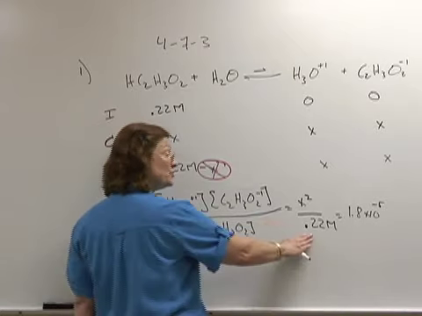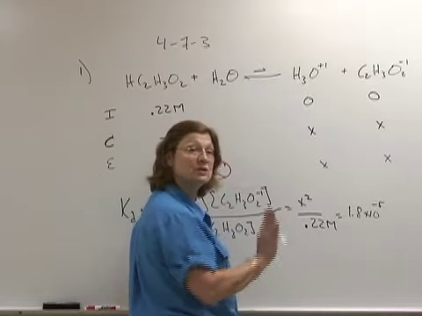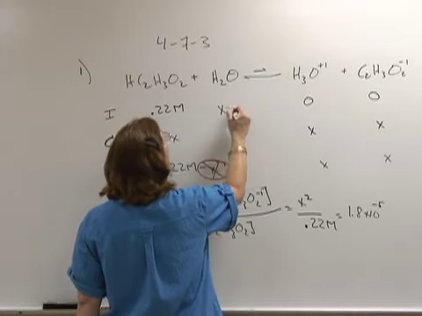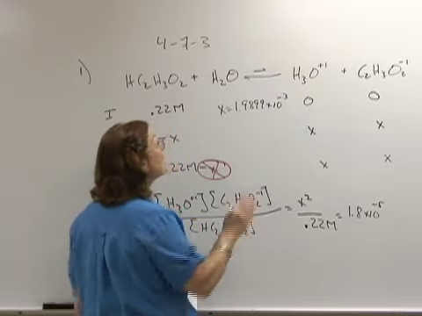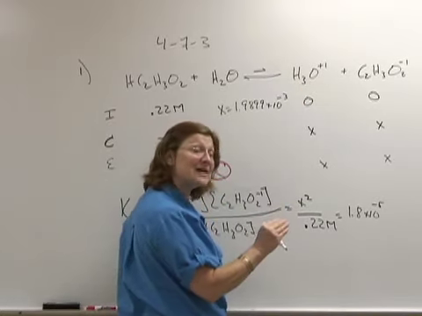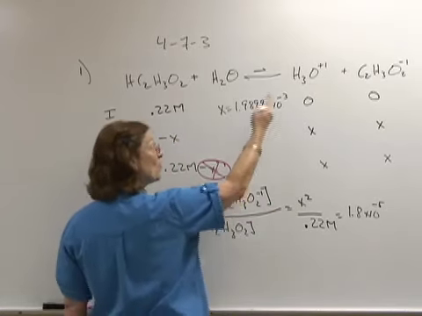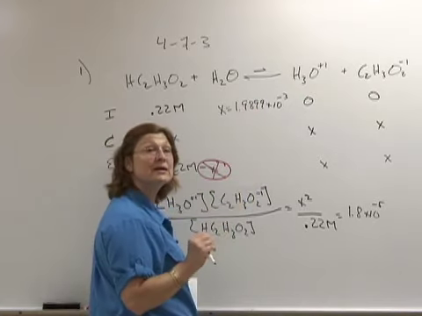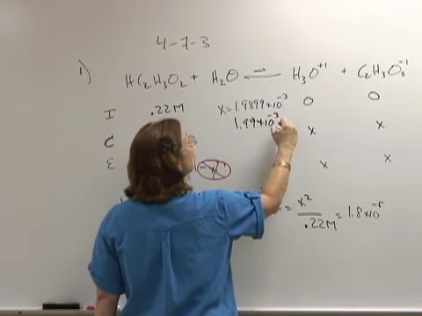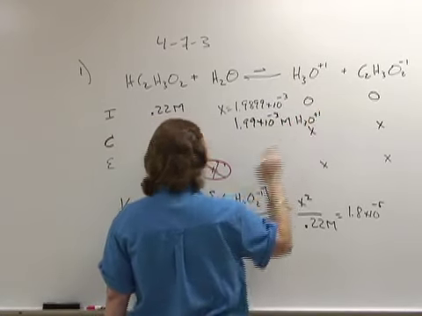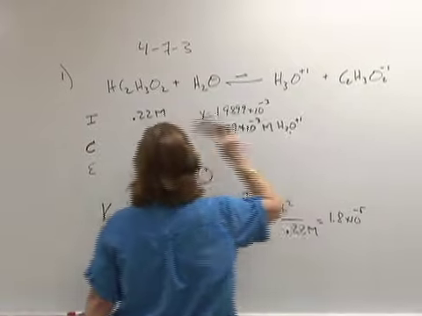Then I solve for my X value. 0.22 times 1.8 exponent negative 5, equals, square root. And I come out with X is equal to 1.9899 times 10 to the minus 3rd. Now this stands for the hydronium ion as well as the acetate ion, but because I want the pH, I need to know the hydronium ion. I'm going to follow through and round this to the hundredths place, and therefore I get 1.99 times 10 to the minus 3rd molar hydronium ions. And I'm going to clean this up a little bit so we are not confused as to what's going on here.